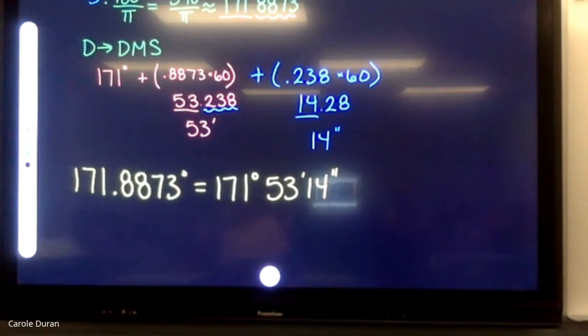After we do that second multiplication by 60, I only care about the numbers in front of my decimal point. How do we feel about that? Another one. Oh, we will. We definitely will.